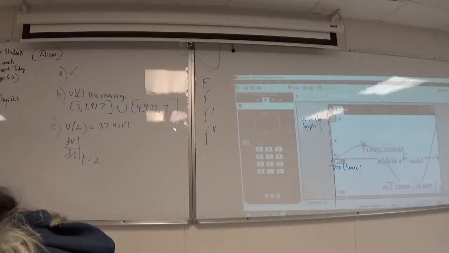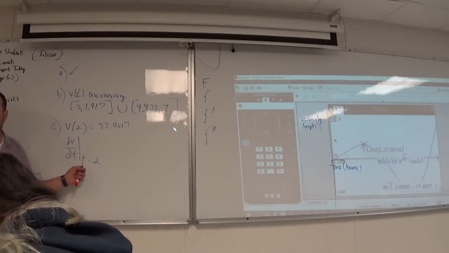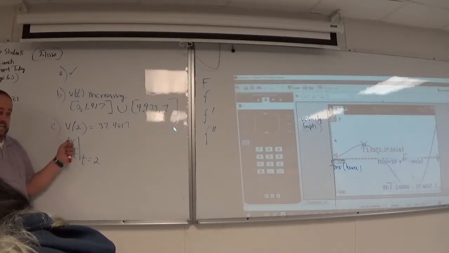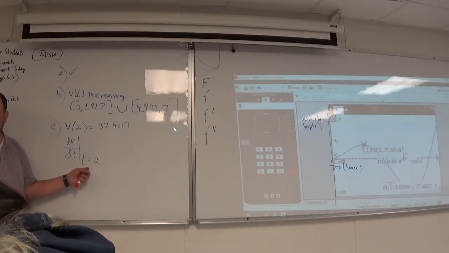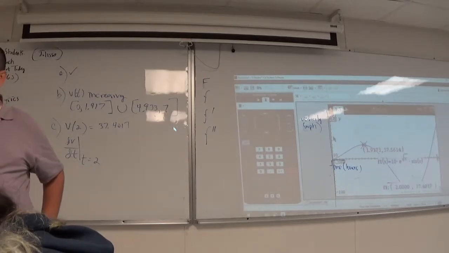dv dt at t equals 2. You guys know what to call this. dv dt? This is the derivative. This is the derivative of the velocity with respect to time at t equals 2. And you're just going to use the graphing calculator to go find that derivative. Okay, somebody tell Paul, what are the steps for finding the derivative on the calculator?